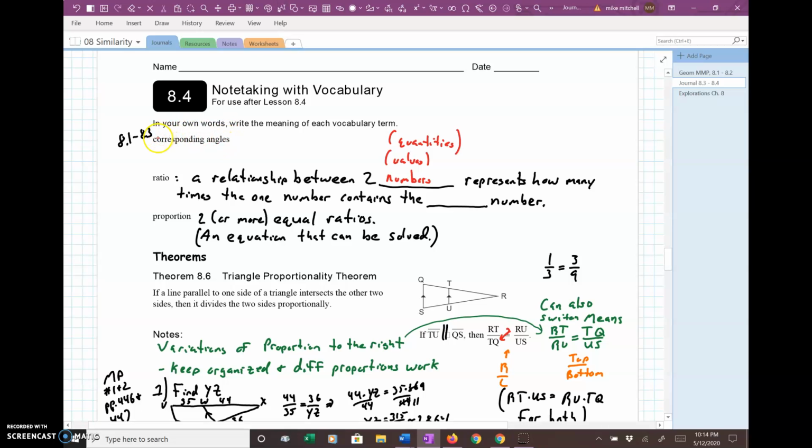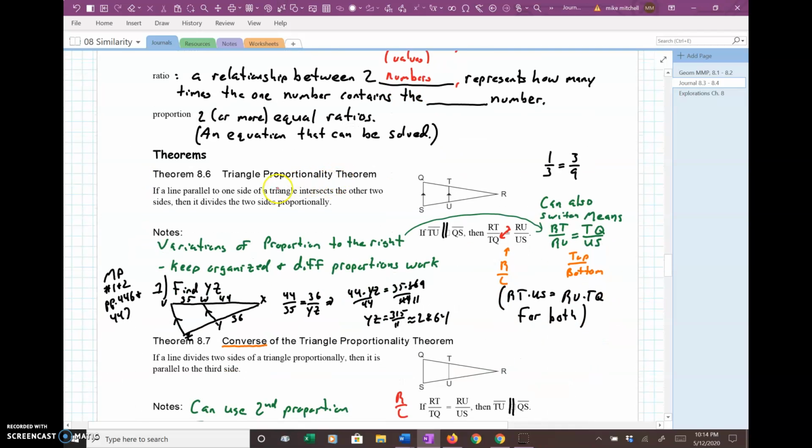Corresponding angles were listed in the previous three sections. You should get that. It's also earlier in the book. Ratio and proportion. The book says these are previous terms. They are not defined in the book, so I put them down here. A ratio is a relationship between two numbers or values or quantities. It represents how many times one number contains the second number. Proportion: two or more equal ratios.